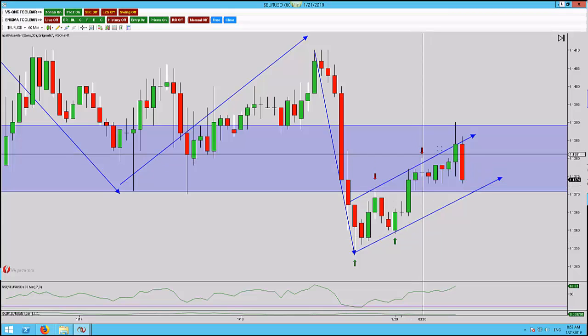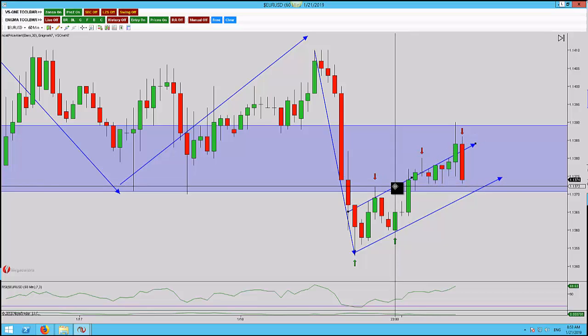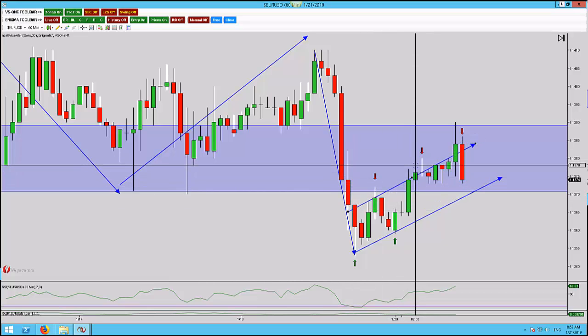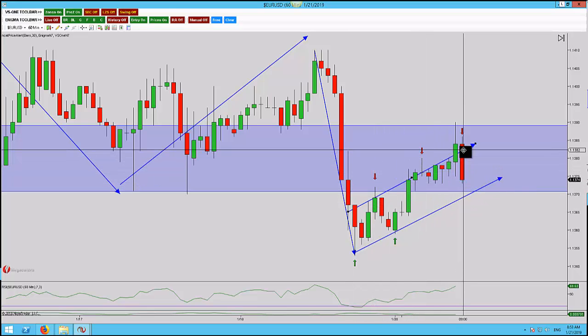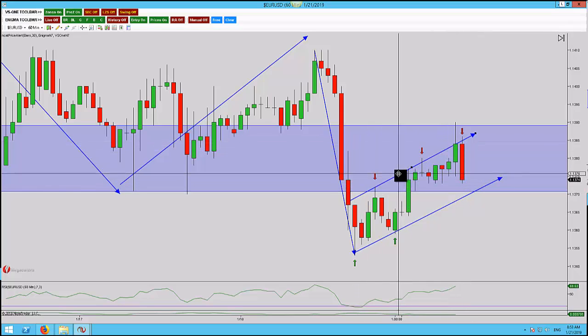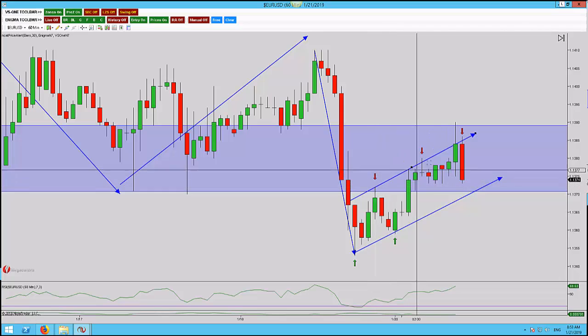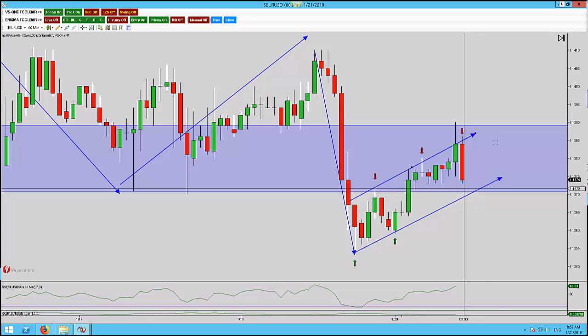Then we have a test and a test, and this trend line here, for me, I move them to make sure that we haven't violated structure. So I have it on the closes of the candles first of all, and as you can see we've closed above, but we've actually not violated the wicks, and so we've actually held that level. So for me this is perfectly valid.